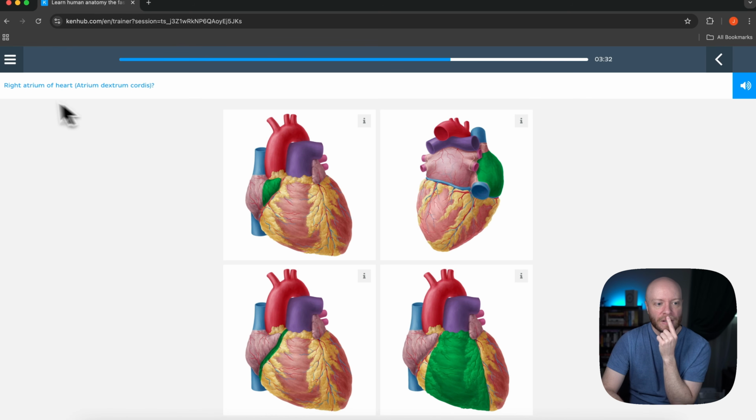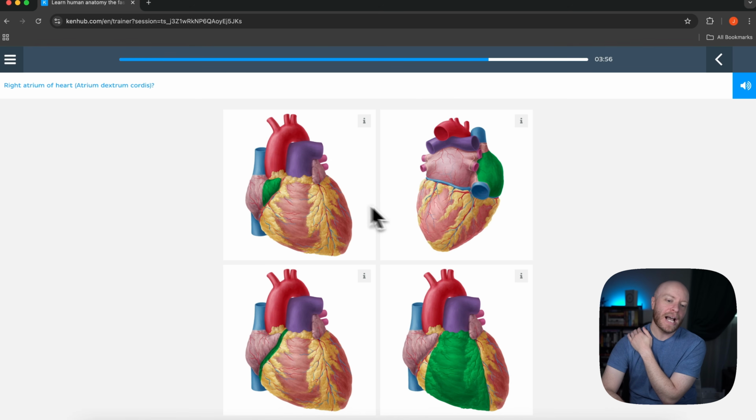All right. Right atrium of the heart. And now you can see that the quiz questions are starting to get a little more challenging. What do we got here? Right atrium. We've already seen this image. Now it's going to be this one. Now here's the interesting part: the right auricle is attached and kind of belongs to the right atrium, but it is its own unique structure.